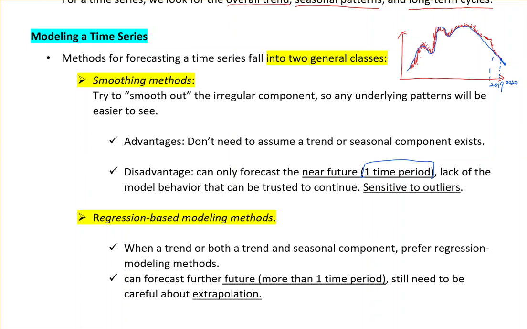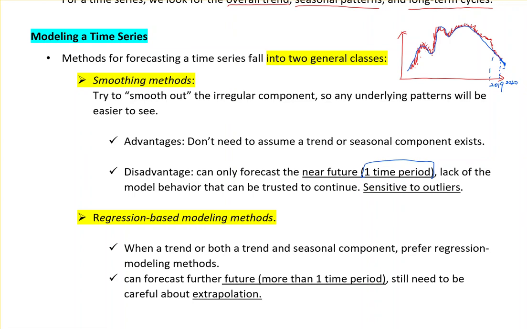Another disadvantage is that, just based on this sample, this time series, you just make the prediction for the next time period, but you don't have any model for other points. So you don't have any model. You just base it on the previous ones, and I just get the value for the next one.